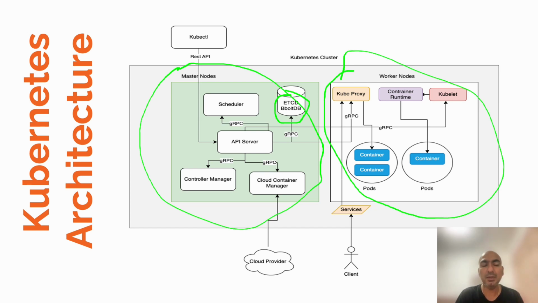Third is the API server. The API server is the server which communicates with the external world. When you are communicating with the Kubernetes cluster, you will be communicating with the API server, and it will further communicate back to all other modules of Kubernetes. At the same time, it also communicates with worker nodes.